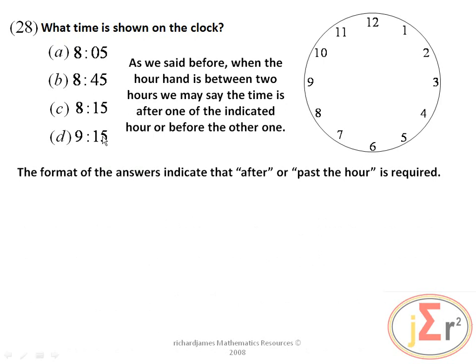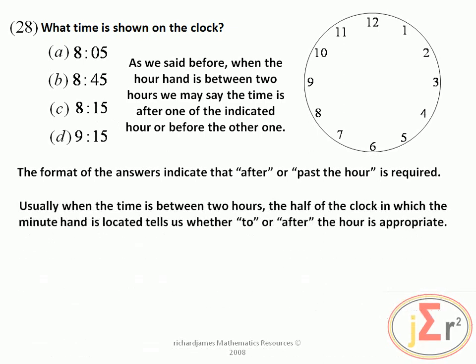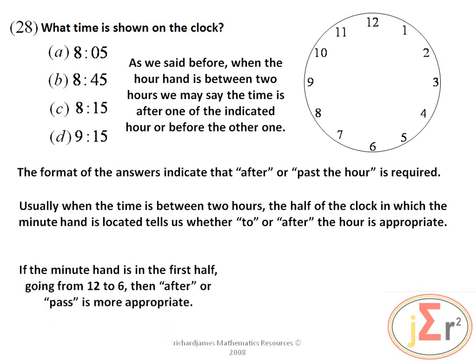Because of this format, we know that these are saying things like 5 minutes after 8, 45 minutes after 8, 15 after 8, 15 after 9. So all of this is saying after because of the format in which the answers are given. Usually, when the time is between 2 hours, the half of the clock in which the minute hand is located tells us whether to or after the hour is appropriate.